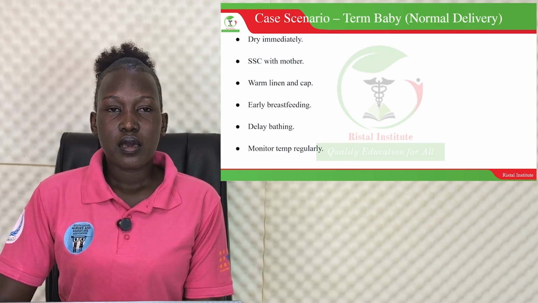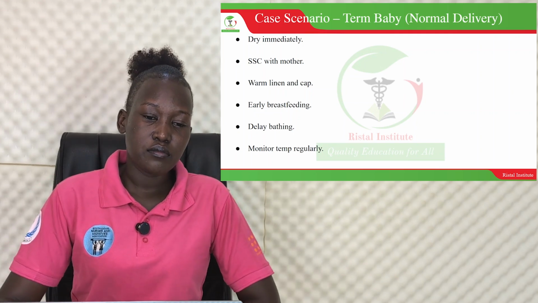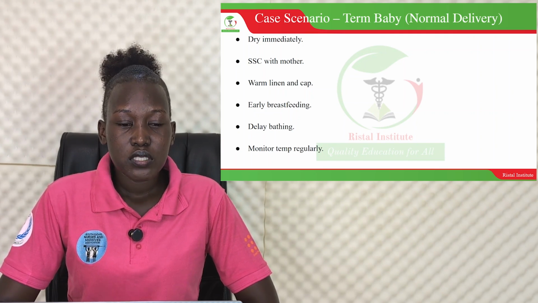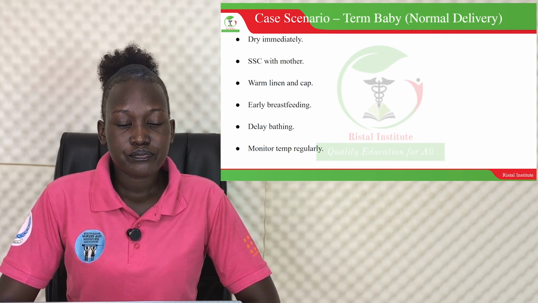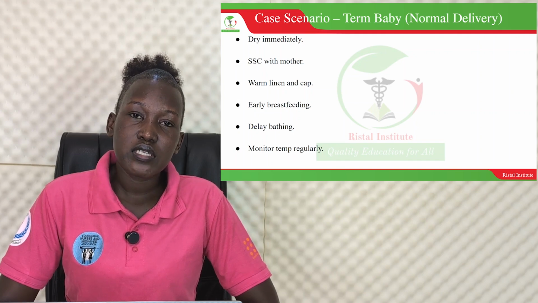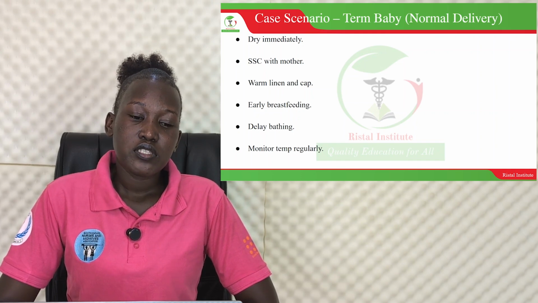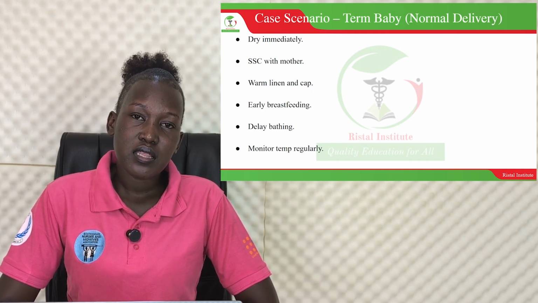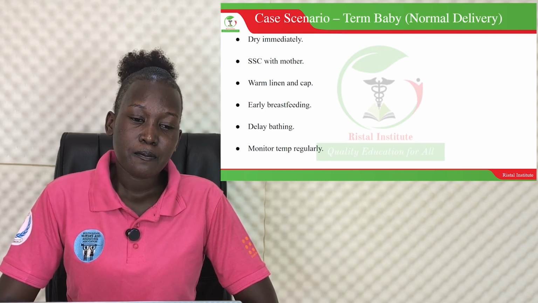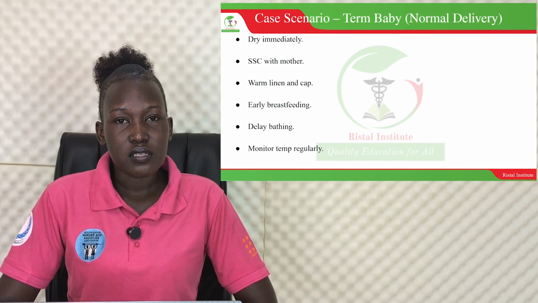So lastly, we have something brief, especially for babies at term. Dry immediately, skin to skin care. This is the immediate care that you're supposed to give at birth, and you follow it in the very order that you're seeing. Okay, so we have dry immediately.